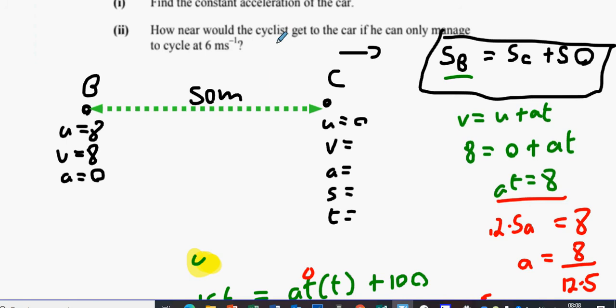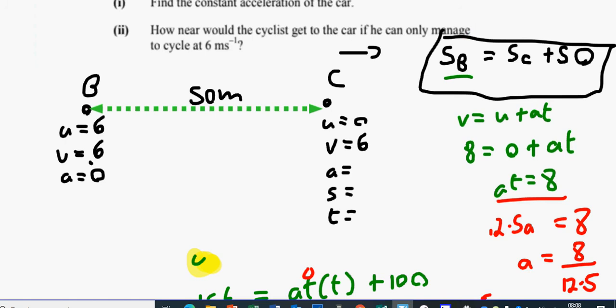How near would the cyclist get to the car if he can only manage 6 meters per second? So, we change the bike to what, guys? U is 6 and V is 6. And then, can I use the car v equals 6? I can, because anything after v equals 6, the car is then expanding its gap on the bike. And that's not the closest you can get.